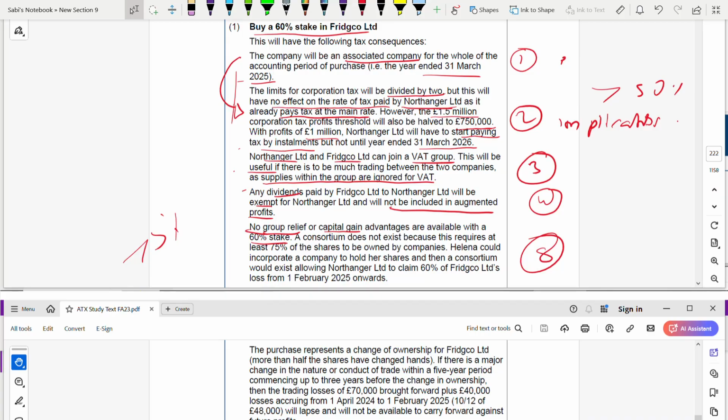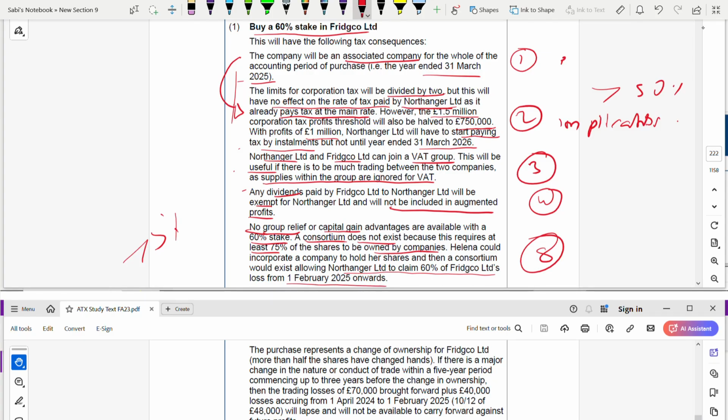So now always check, when group relief is not there, what is next? Consortium, because with less than 75%, a consortium could arise. We told you if it's more than 5% and less than 75%, a consortium could arise. But in this case, a consortium does not exist. Why? Because this requires at least 75% of the shares to be owned by companies. Helena could incorporate a company to hold her shares, and then a consortium would exist between Northern to claim the 60% of shares lost from 1st Feb 2000 onwards.